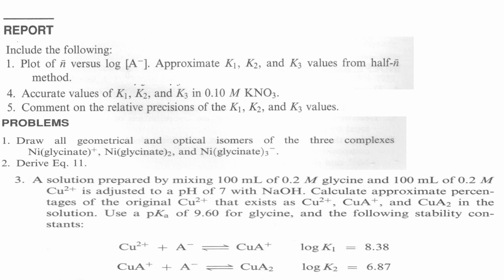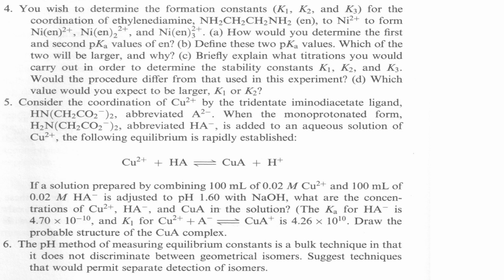Now, it's required to solve the following problem. Draw the isomers of nickel glycinate, derive equation 11, and you solve problem 3. And you write down the experimental procedure so we can check the experimental procedure when you send it to me. You solve problem 5 and problem 6 as well. Please send me the solutions.